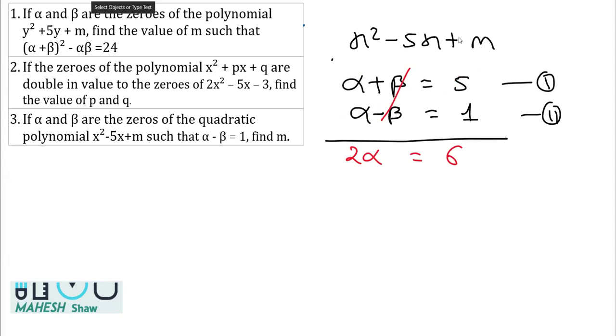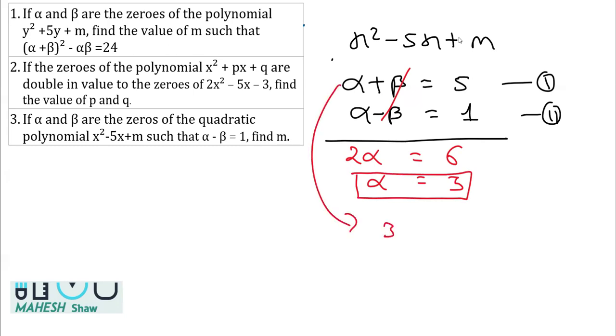So once again, alpha plus alpha is 2 alpha, and beta minus beta get cancelled. So 5 plus 1, that is 6, on the right-hand side. Now we can say here that on transposing 2 to the other side, it is 6 divided by 2, that is equal to 3. So we got the value of alpha. Now from equation 1, if I plug in the value of alpha as 3, beta is 5 minus 3, that is equal to 2. So we got beta as 2.